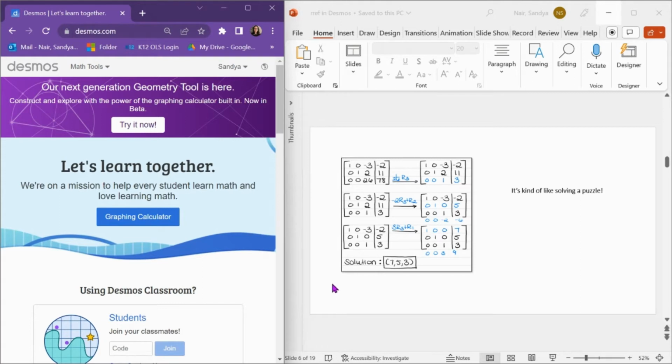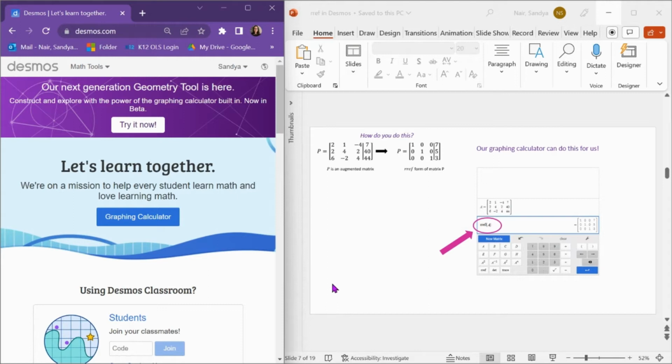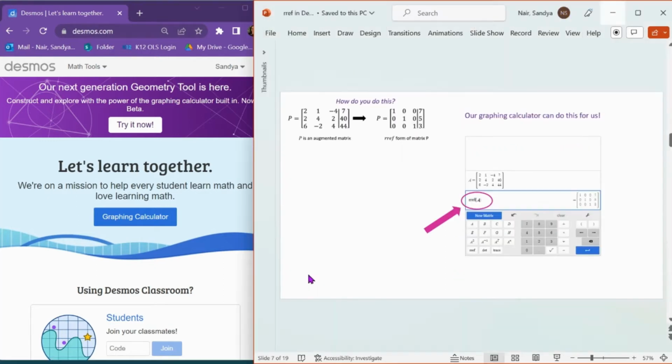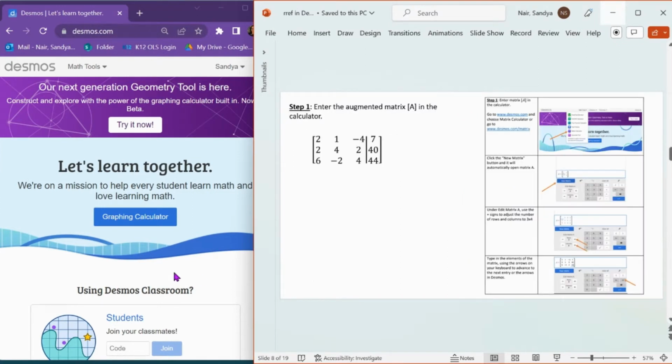So we are actually going to use our graphing calculator to help us out. In this video, I'm going to go over how to do this in Desmos. What we have here is a reduced row echelon form function that will take an augmented matrix that we enter and convert it to reduced row echelon form. So let's learn now how to do this in Desmos.